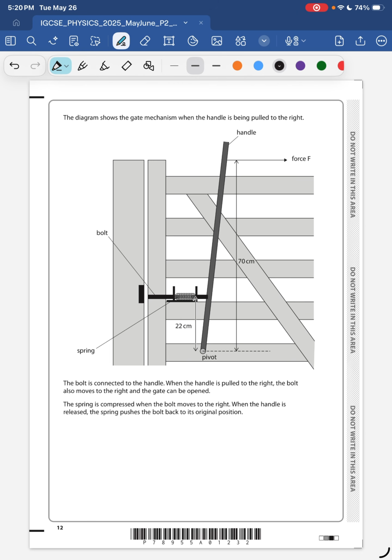The bolt is connected to the handle. When the handle is pulled to the right, the bolt also moves to the right and the gate can be opened. The spring is compressed when the bolt moves to the right. When the handle is released, the spring pushes the bolt back to its original position.